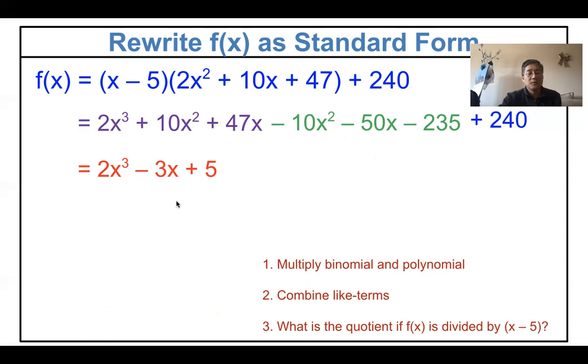Now, what did you learn before? We learned that if you divide this function by x minus 5, this binomial, if you divide this function 2x cubed minus 3x plus 5 by the binomial x minus 5, what happened? The quotient is 2x squared plus 10x plus 47. And then the remainder was 240. Is it familiar to you?